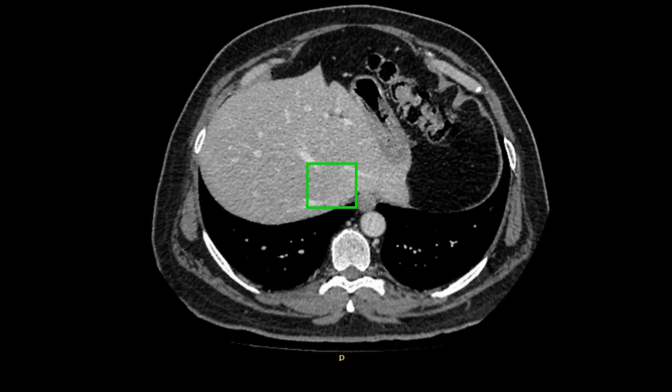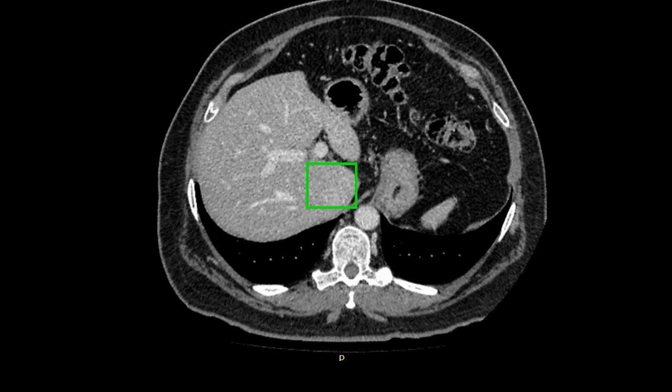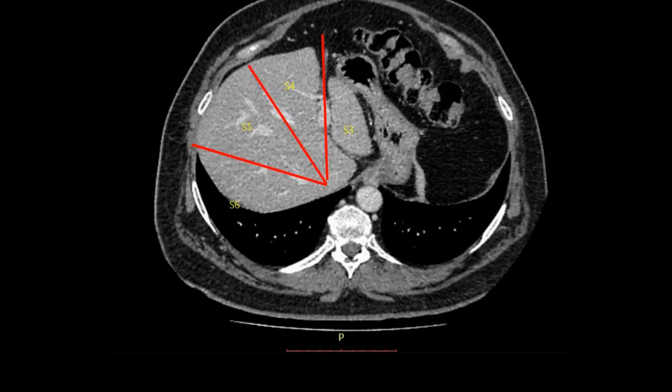Superiorly it ends below the middle vein. So from the middle vein, anteriorly the portal vein, and posteriorly the cava. This area is the caudate lobe. So there you have the entire liver anatomy. That is how you can study the liver anatomy on the CT scan.